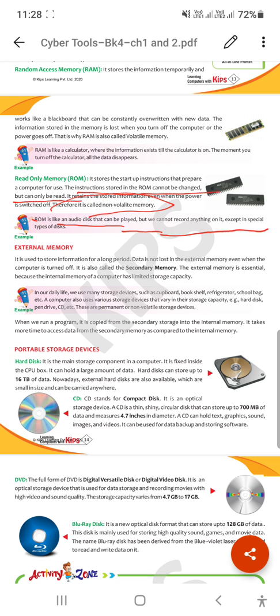External devices are different types of devices that we use nowadays. First of all we used the floppy disk, and after that CD, DVD, Blu-ray disc. A Blu-ray disc holds up to 128 GB of data. In DVD, 4.7 GB to 17 GB of memory is available. And in CD, we can save information up to 700 MB.